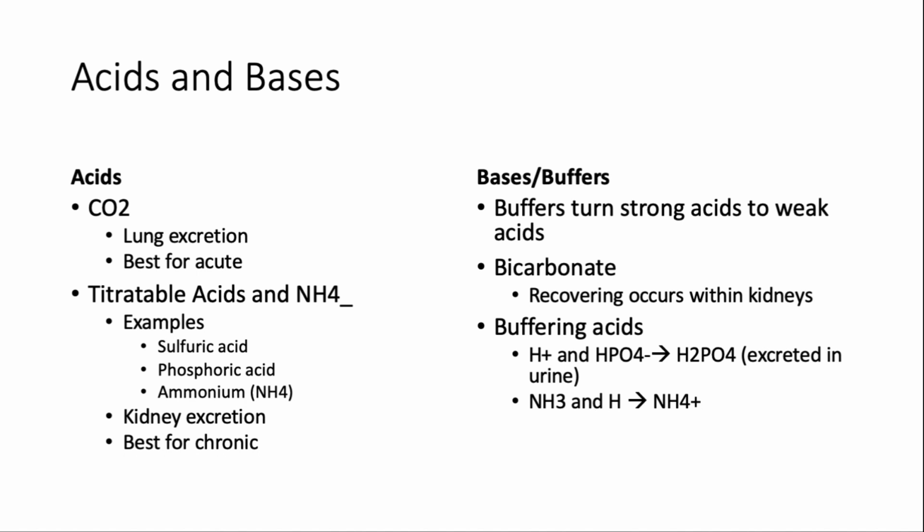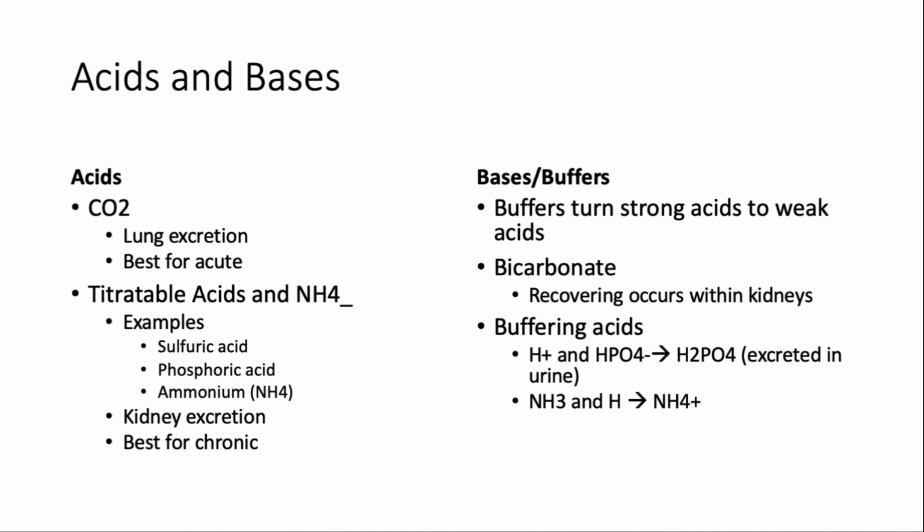The other types of acids are titratable acids and ammonium. These exist in the body and they need to be removed. The way that we remove them is by combining hydrogen ions on top of them, to remove the amount of hydrogen ions in the blood and decrease the pH. This is usually done by the kidney, so it's best for chronic compensation or anything that's more than a few seconds. The lungs can do it within a few seconds to a few minutes, and the kidneys can correct systemic abnormalities within 30 minutes minimum, up to 24 to 48 hours.